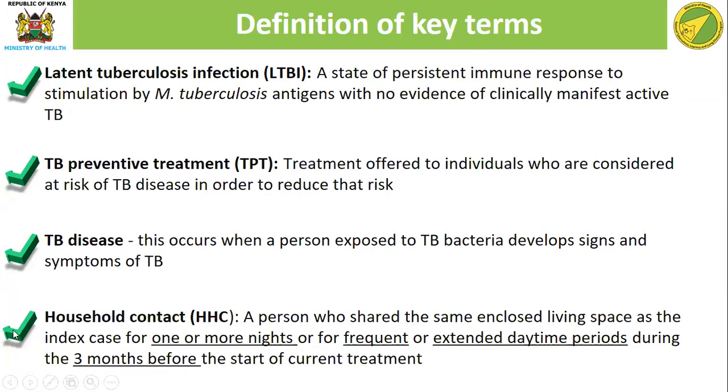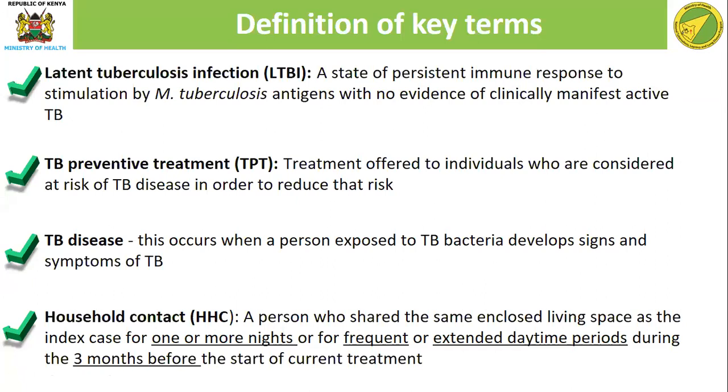The other thing that we need to understand is who our household contacts are, because we realize from our presentation that one of the populations that needs to benefit from TB preventive therapy is the household. So who is the household? WHO gave a very broad definition that includes a person with whom you have shared daytime periods, nighttime periods, and extended daytime periods with a person that has tuberculosis. This should be within the 3 months before the sick patient was diagnosed and put on treatment.